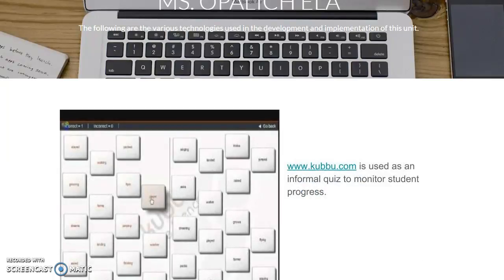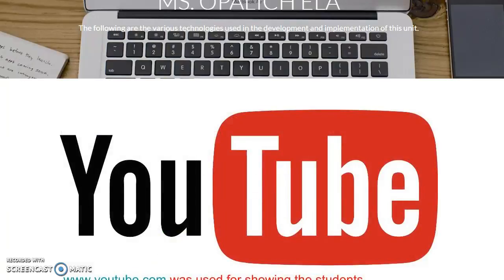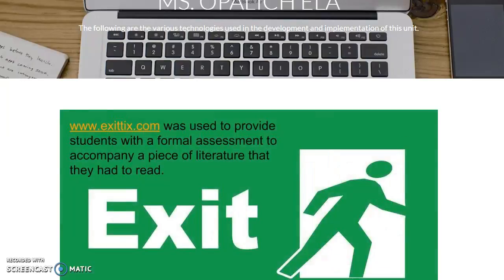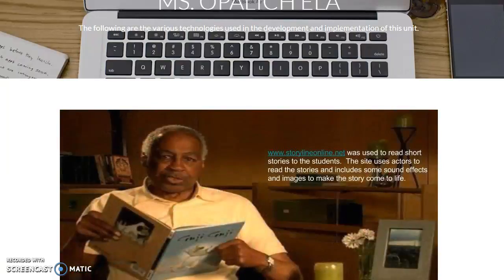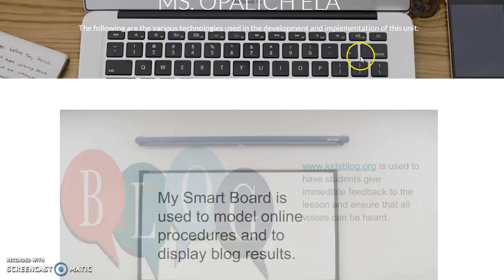I'm not entirely sure how to say that, but Kubu.com is great for quizzes. Class Dojo helps manage the classroom as well as give times. And then YouTube is going to be used as a search engine along with exittickets.com to help with exit slips. So those are just some of the technologies that are used here in this quick little slideshow.